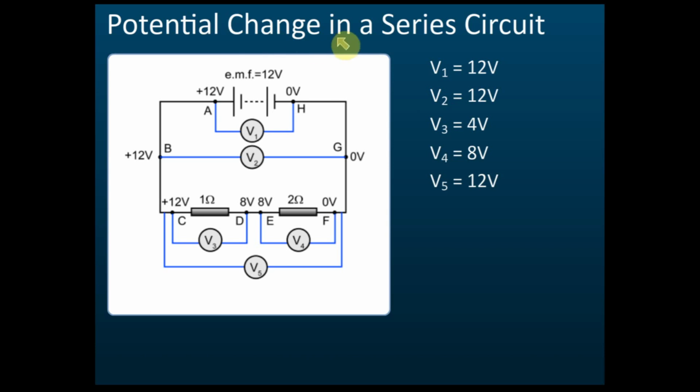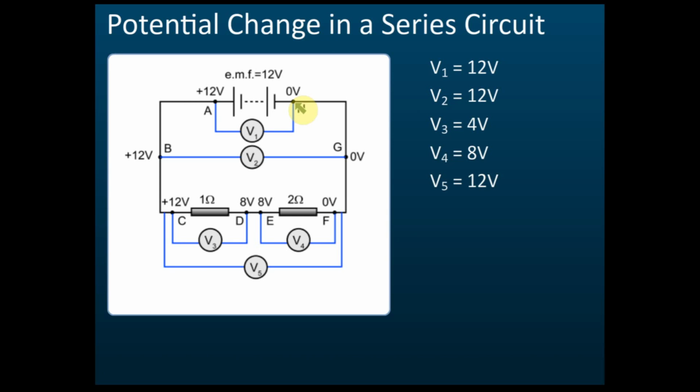Potential change in a series circuit. Now, let's see this circuit. This circuit shows that the electromotive force is 12 volt, and there's no internal resistance. If there is no internal resistance, then the potential difference is also 12 volt, right? Also 12 volt. Now, potential difference 12 volt means the difference of the potential is 12 volt.